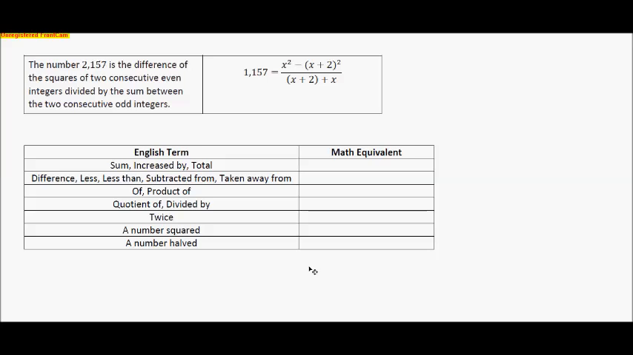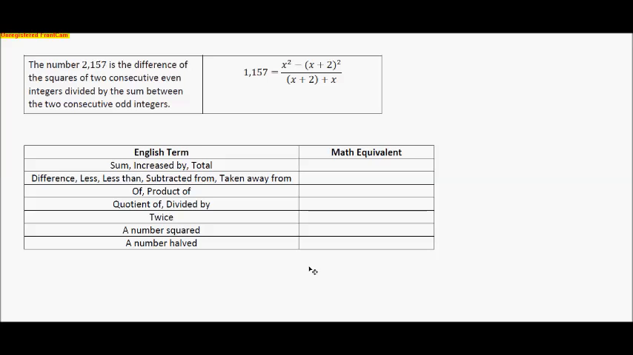what I've done is taken an English sentence and converted it to what it would look like as a mathematical equation. Alright, and if we just read the left-hand box there, it says the number 2157 is the difference of the squares of two consecutive even integers divided by the sum between the two consecutive odd integers. Alright, now I intentionally started with a rather big sentence to show you kind of what we're working towards.